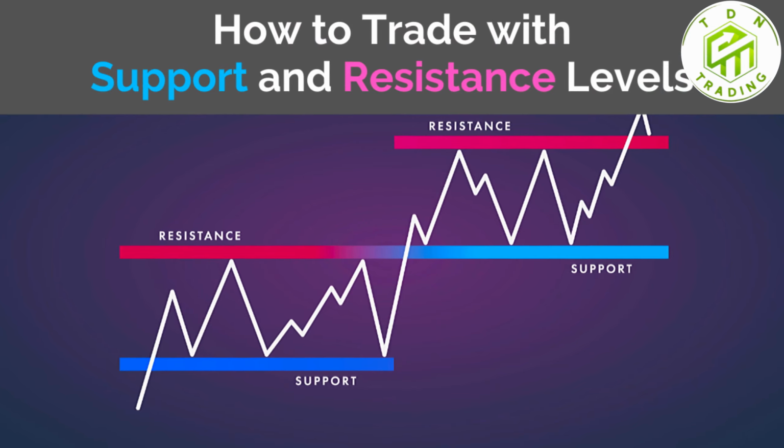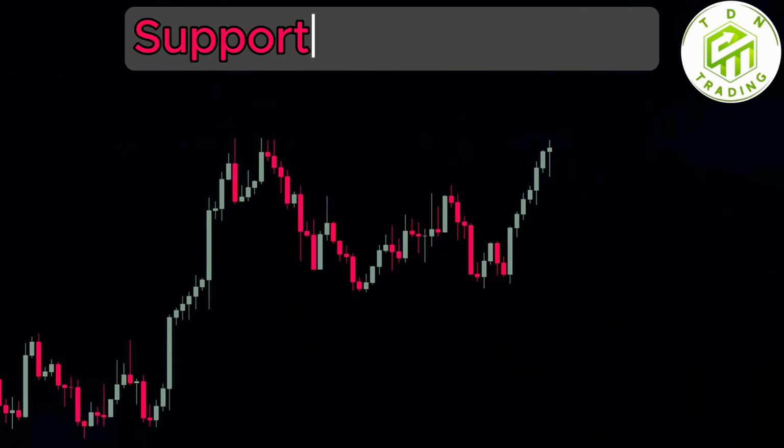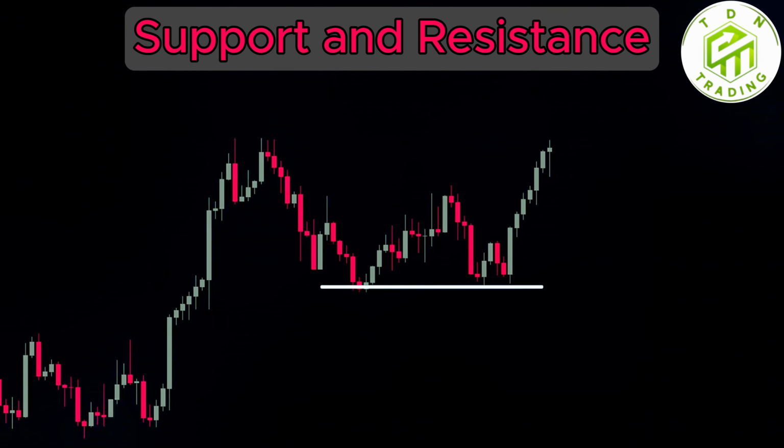support and resistance. These are key levels that formed horizontally where the price has bounced off in the past and could possibly bounce again in the future.